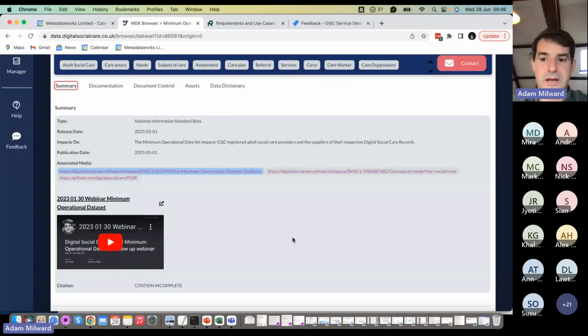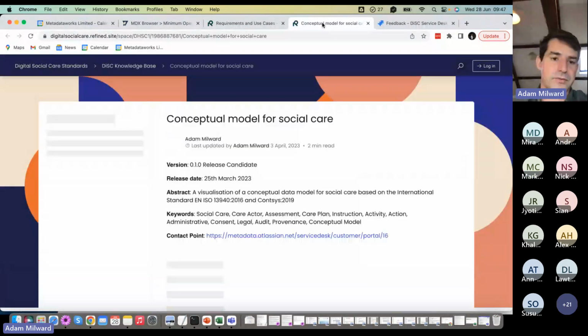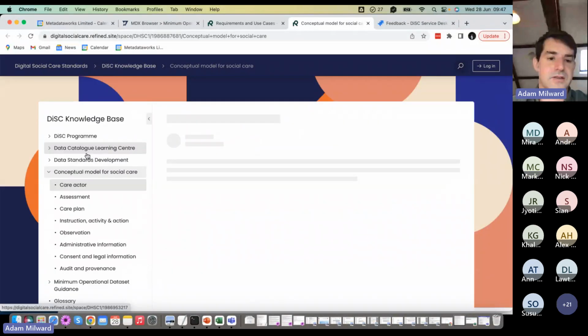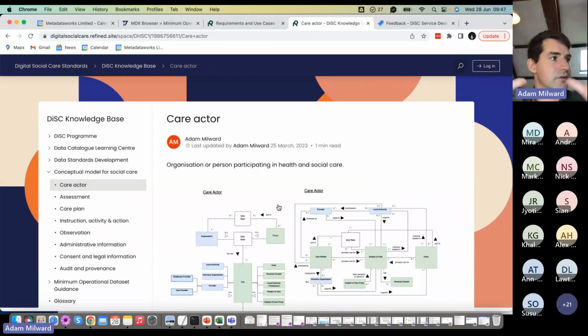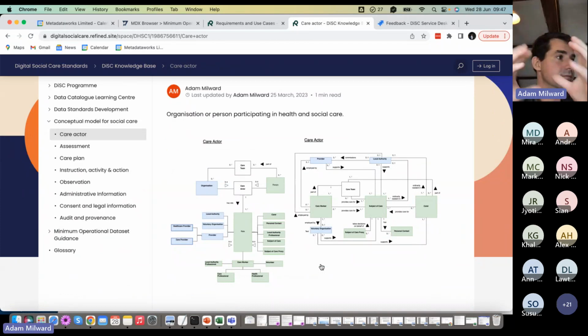If you want some further background, I encourage you to take a look at the guidance document. We've also got a conceptual model, which we'll be going through today. But again, that can be found on the wiki or through this associated media. And this essentially gives you a high-level visual overview of the key building blocks within the specification, how they relate to one another.